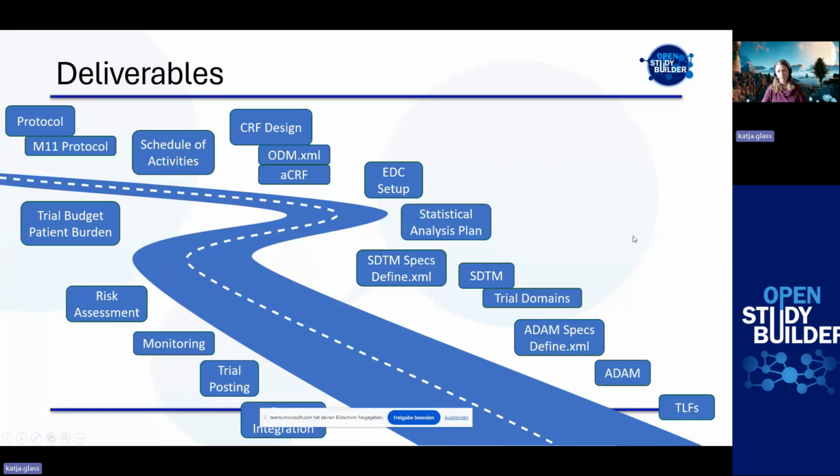But then where are we and where do we want to go? We are at the beginning of the road. So as mentioned, protocol and schedule of activities are pretty stable, pretty far in development. Then CRF design and EDC setup is work in progress. Trial domains are also an outcome of the protocol, so that's also pretty far. But then when you look into the other areas, which is the SDTM specifications, the Define-XML, this is not so mature and really not on our near roadmap.